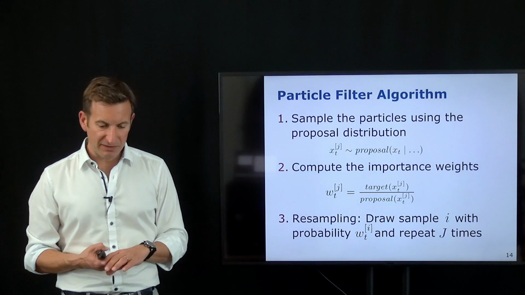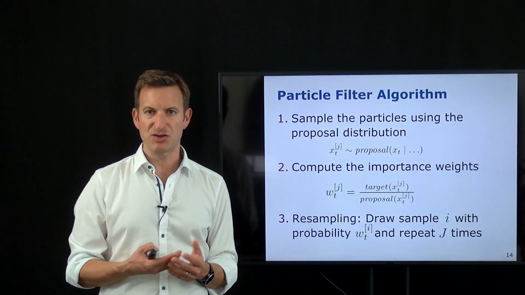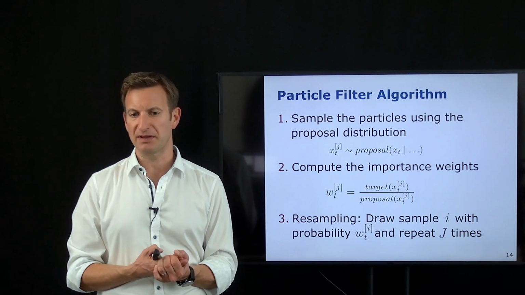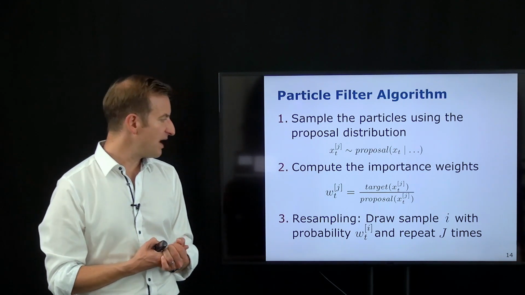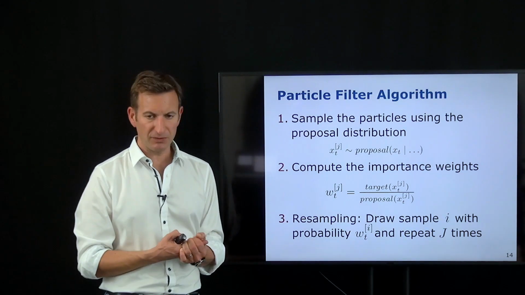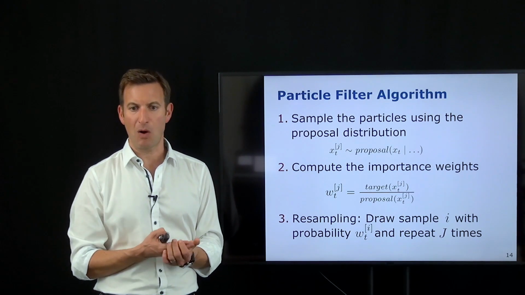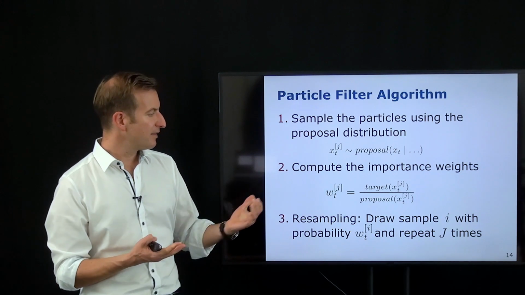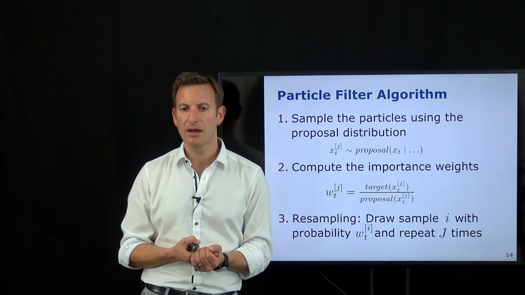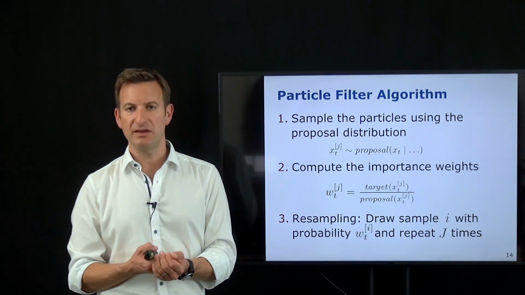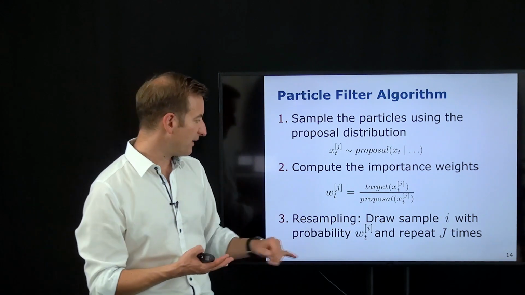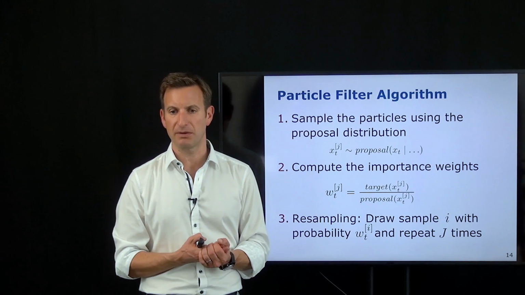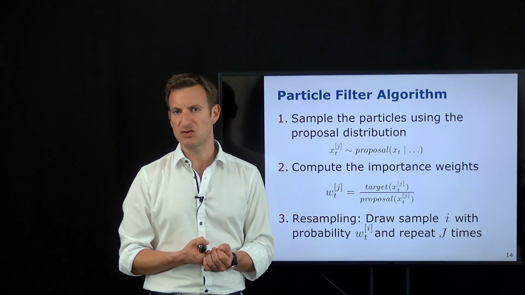The third step is a little bit of a tricky step, which maybe is not intuitive in the beginning. It's a so-called resampling step. What this step does is draw samples from our weighted sample set, with replacement. And it does it in a way that we draw a sample i with probability w_i. So the probability that we draw the sample i is the weight of that sample. And we repeat this process J times.